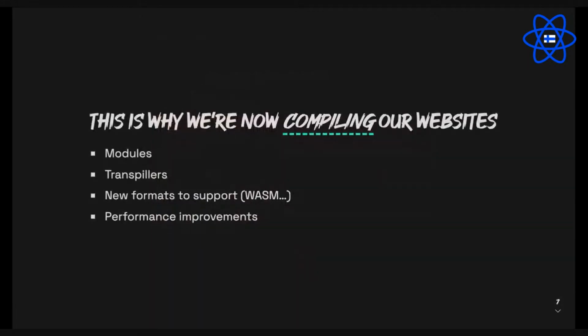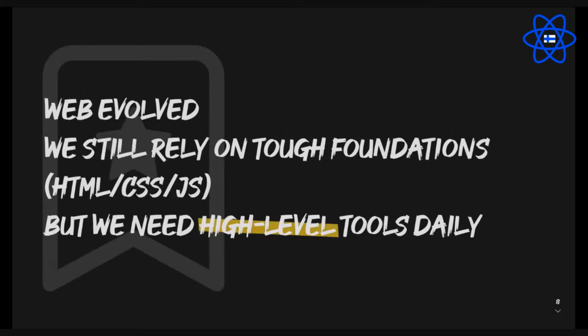We use modules, we use transpilers, we have new formats to support like WebAssembly, and we still need to tackle the performance issues because we're serving applications directly into the browser of our end users. So we do need to be really careful about that. So the web evolved, and we still rely on really robust, really tough foundations like HTML, CSS, and JavaScript, because they are the only languages that our environment is ready to power. But we need high-level tools to work daily.